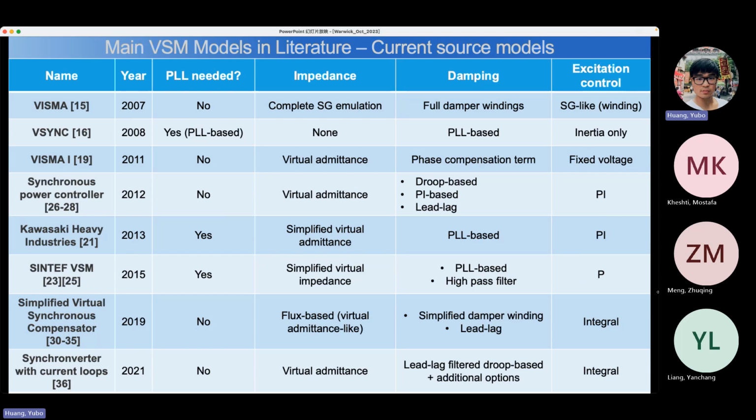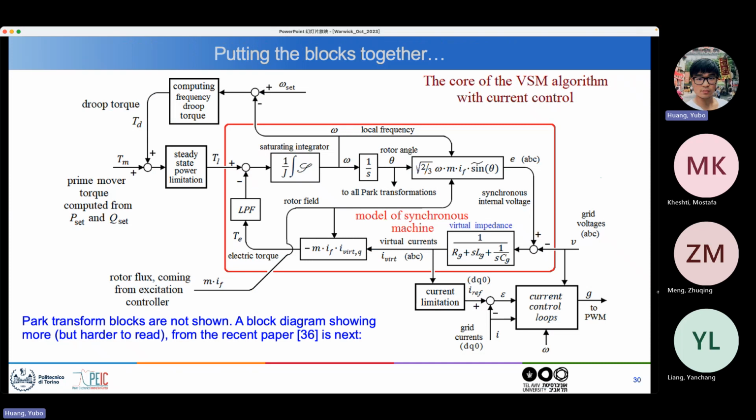We have constructed, in our lab in Tel Aviv, several synchronverters, and we tested them in a lot of conditions. To make everything very short because of the time, they perform in a very robust and very stable way. This is now the simplified block diagram of a synchronverter, which is a type of VSM that we propose.